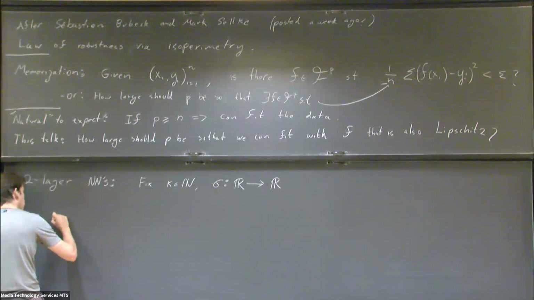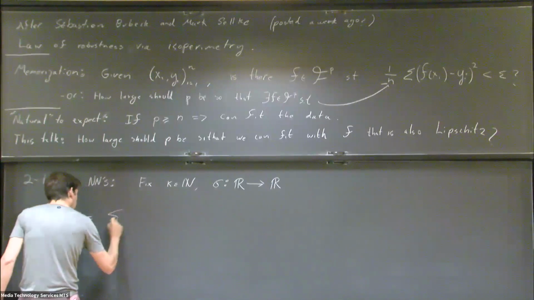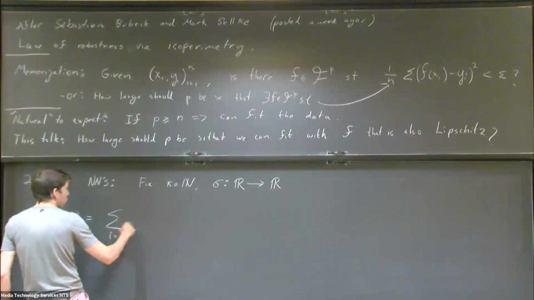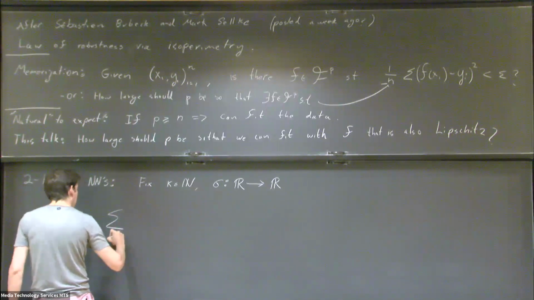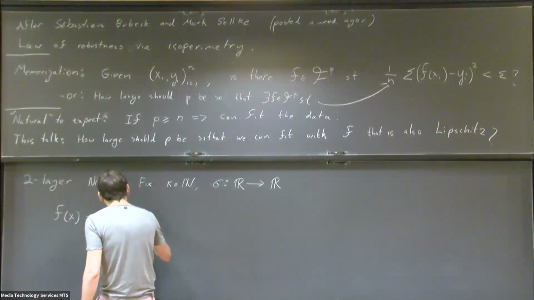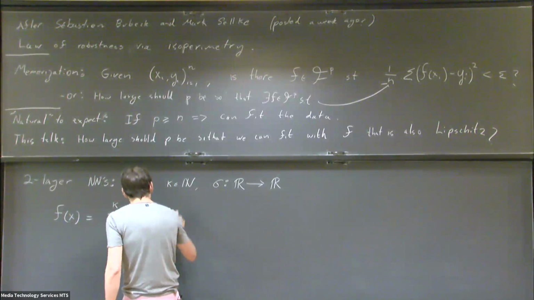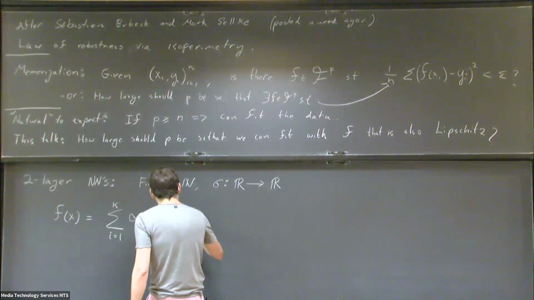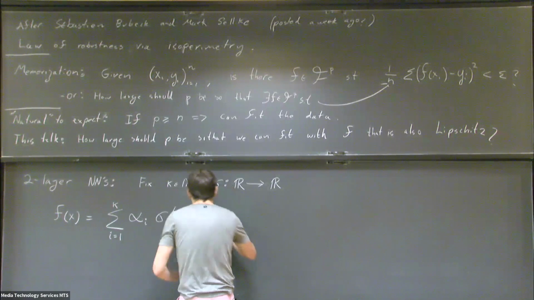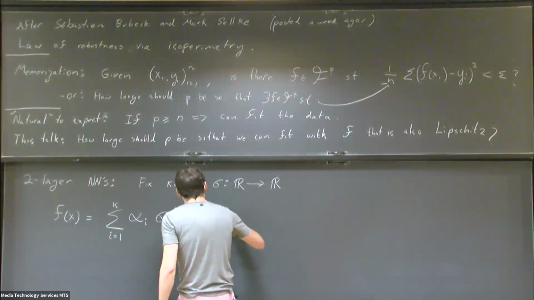let's consider functions of the form f of x is the sum over neurons. Each summand here will be called a neuron. I goes between 1 and k. We have k neurons, each of the form some number alpha i, and then I take sigma of x dot wi, plus bi.